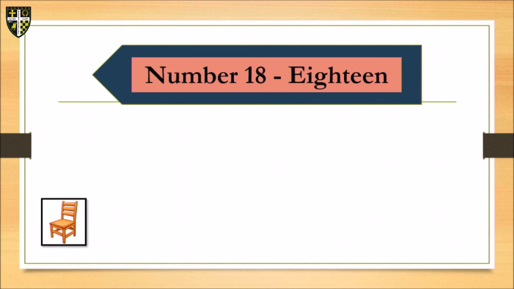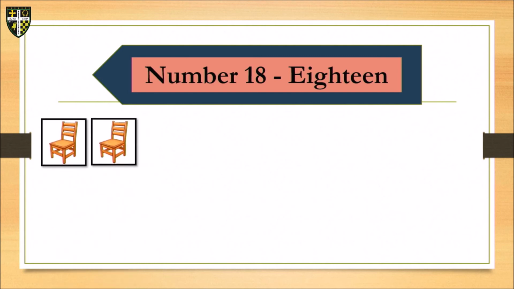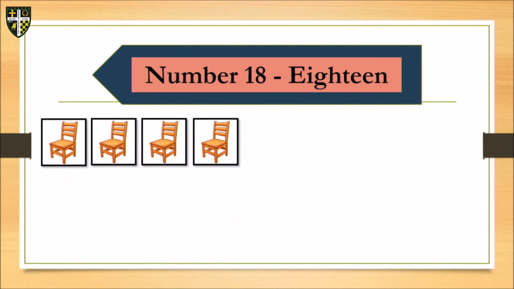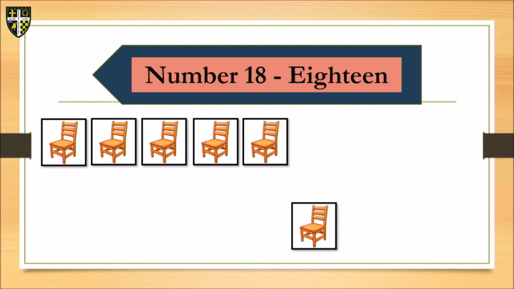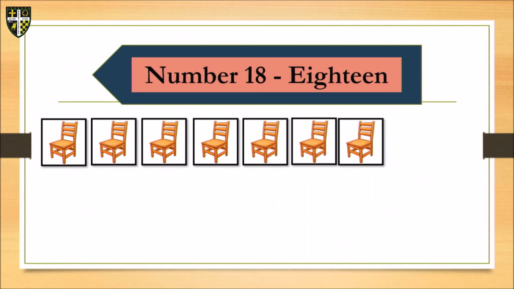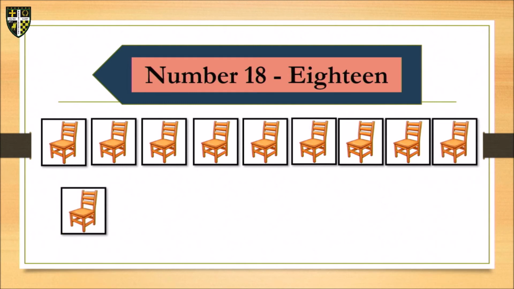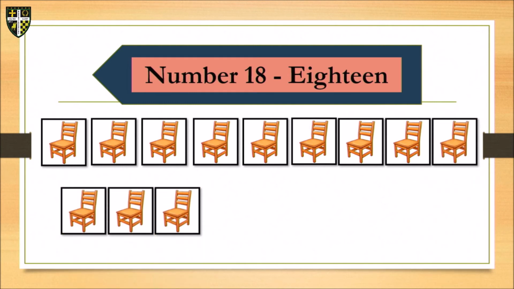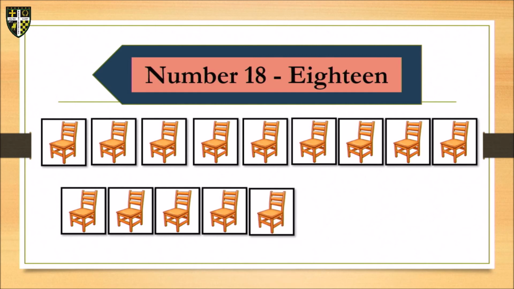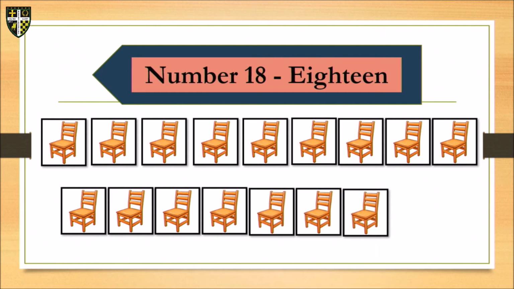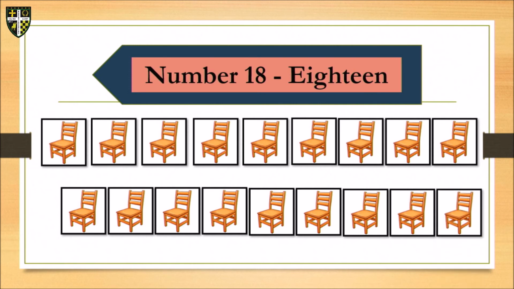18. Now let's count. 1, 2, 3, 4, 5, 6, 7, 8, 9, 10, 11, 12, 13, 14, 15, 16, 17, 18. We have 18 chairs. Again, kids, we have 18 chairs. After number 18, we have number 19.